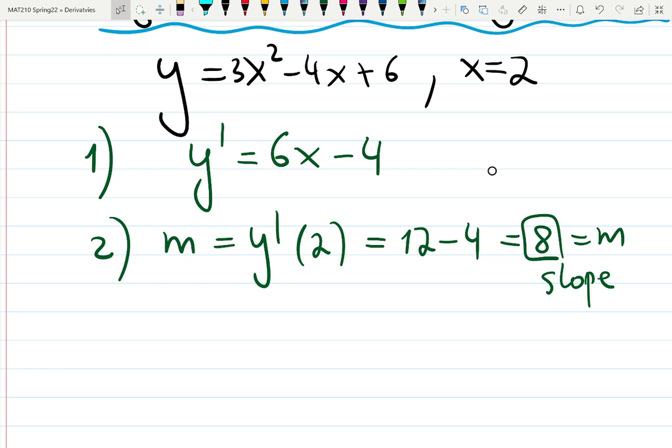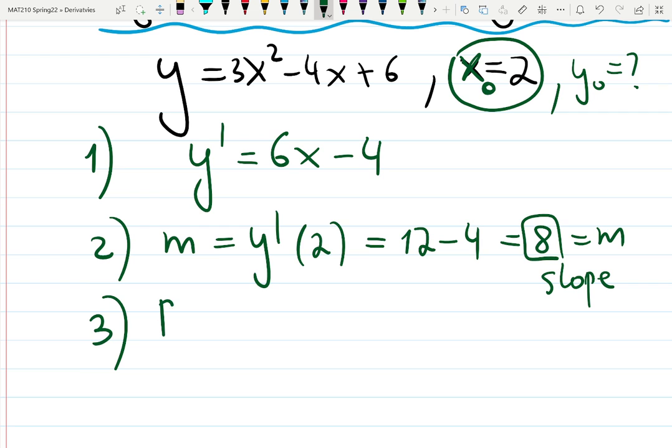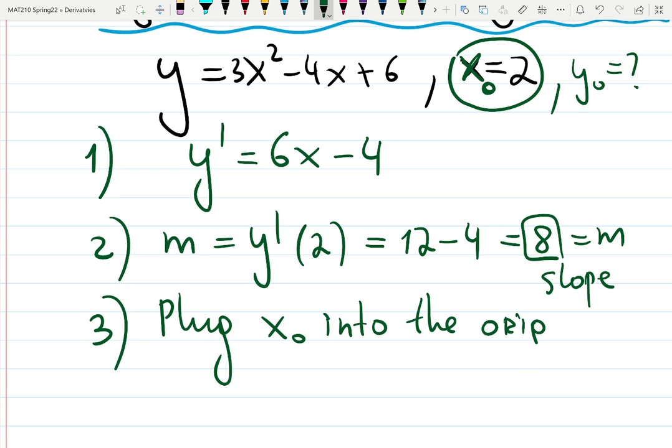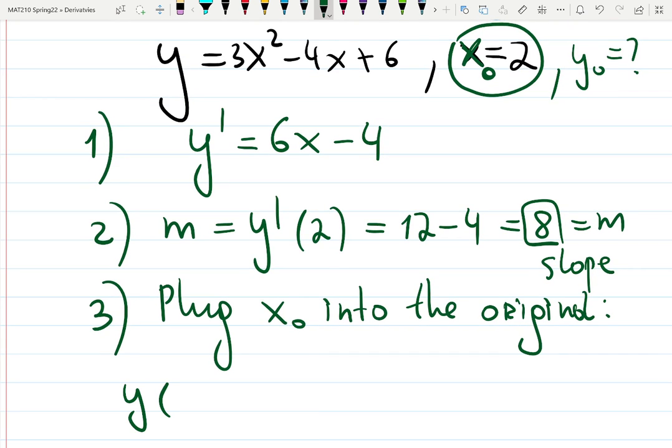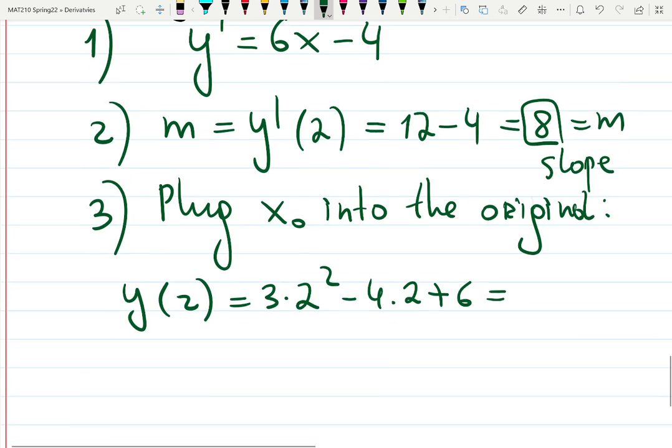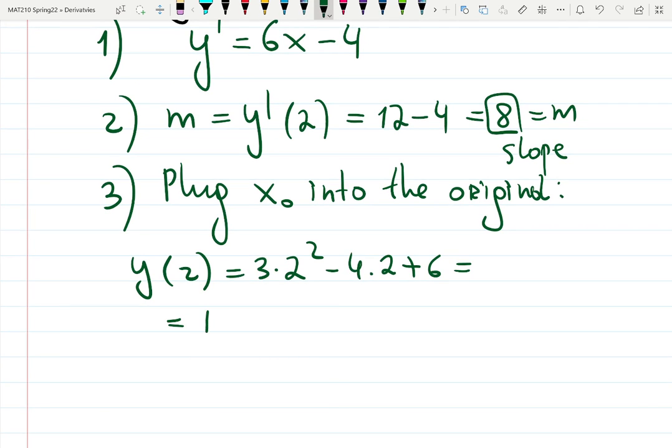Now something is missing. x was given, and sometimes people call it x sub 0. That represents the initial point. Where is y sub 0? If this information is not given, you have to find it. Plug x sub 0 into the original function. So y at 2 is 3 times 2 squared minus 4 times 2 plus 6, and that will be your output. What is that? 4 times 3 is 12, minus 8, plus 6.